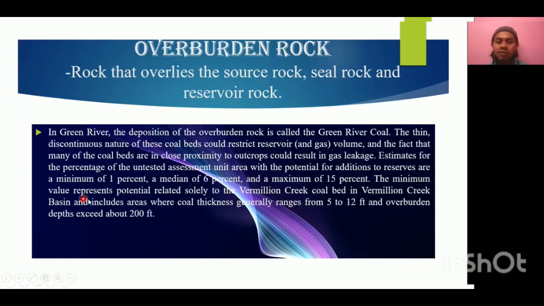The minimum value represents potential related solely to the Vermilion Creek coal bed in the Vermilion Creek basin, and includes areas where coal thickness generally ranges from 5 to 12 feet and overburden depth exceeds about 200 feet.